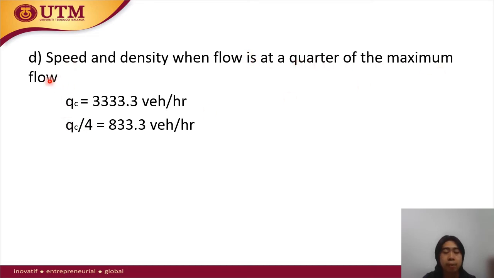Now for the speed and density when the flow is at a quarter of the maximum flow. Earlier, we derived that the maximum flow is 3,333.3 vehicles per hour. So if we need to find the quarter of the maximum flow, we just need to divide the maximum flow by 4, thus arriving at an answer of 833.3 vehicles per hour.